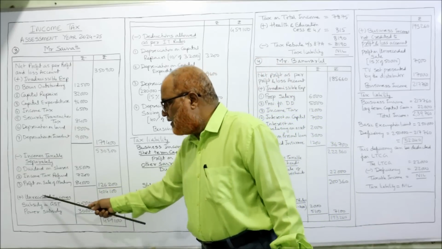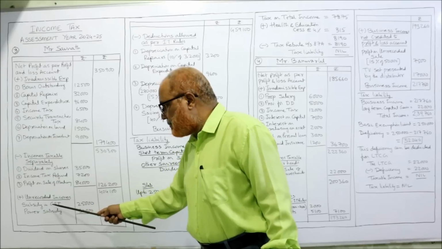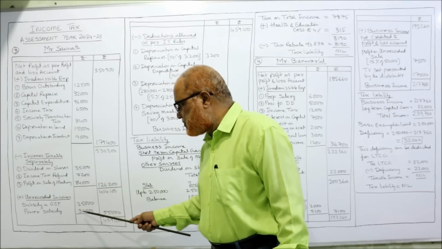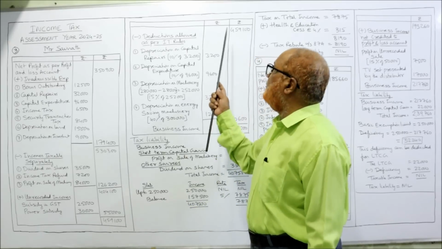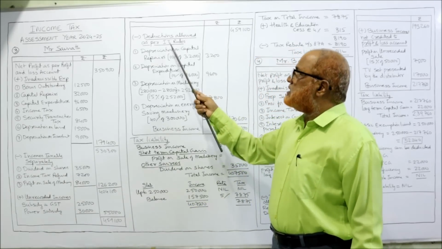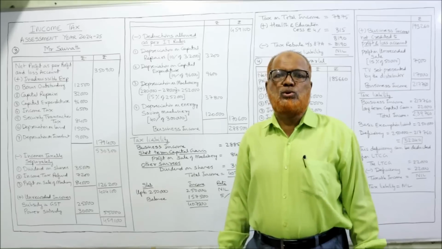These two subsidies are business incomes but not credited to profit and loss account. Now we add unrecorded incomes. Subsidy on GST 25,000, power subsidy 30,000. Total 55,000. Add up these two, 459,100. Now deductions allowed as per IT rules.